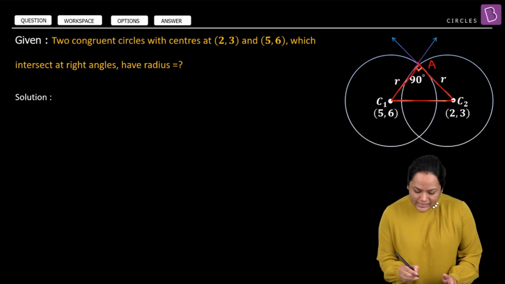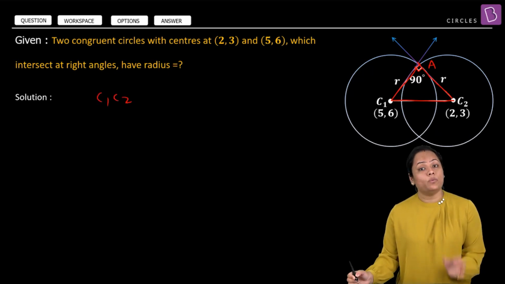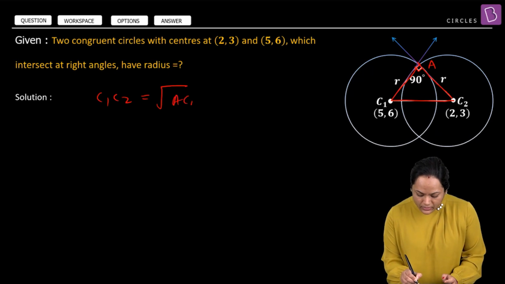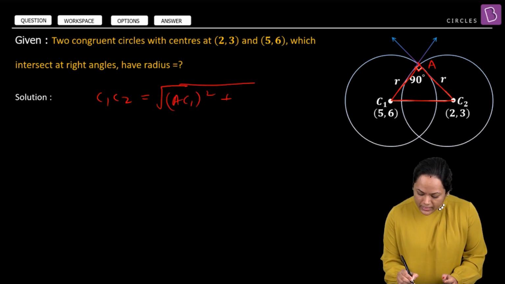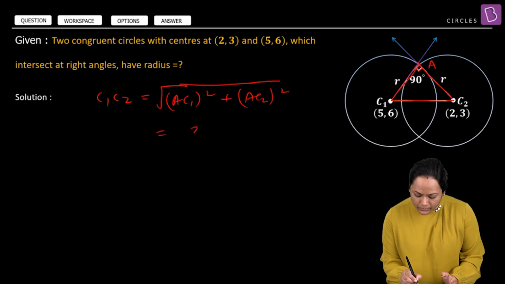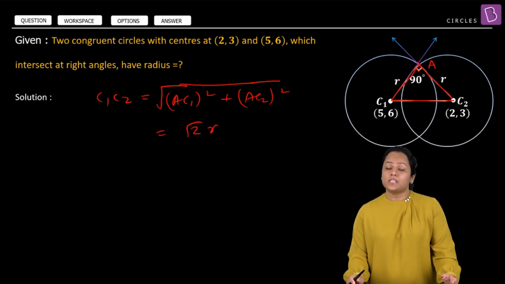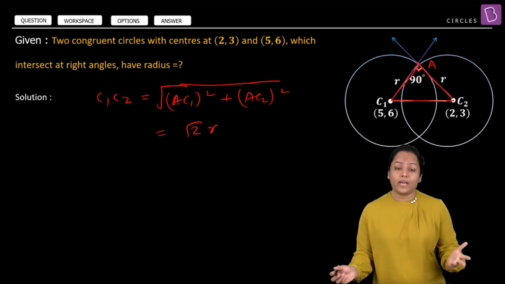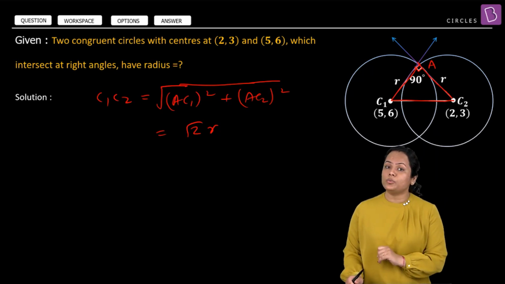So if I want to find my C1C2 distance, I can say that this will be root over AC1 squared plus AC2 squared, right? AC1 is r, AC2 is also r. So this finally will become root 2 r. So I have my C1C2 as root 2 r. I have C1, I have C2, so I can also find the distance between the two centers.